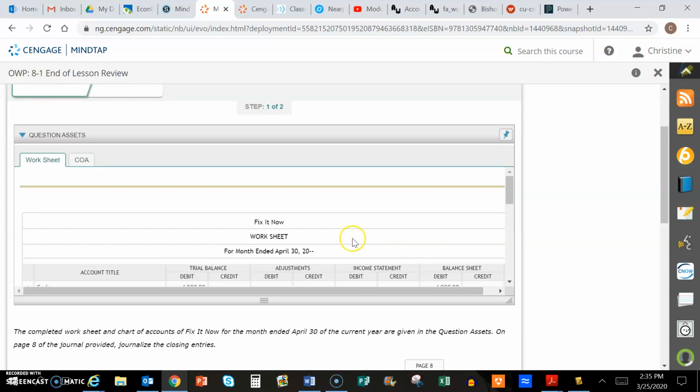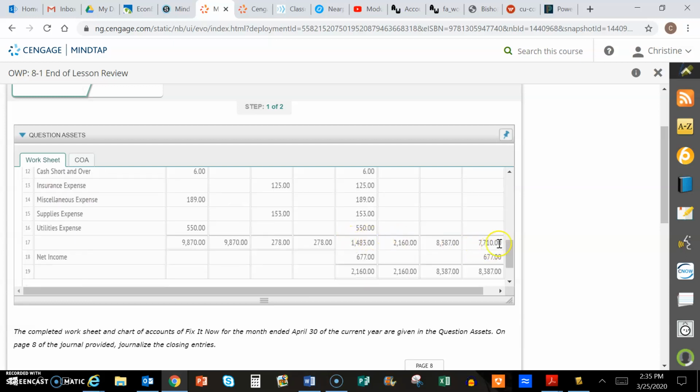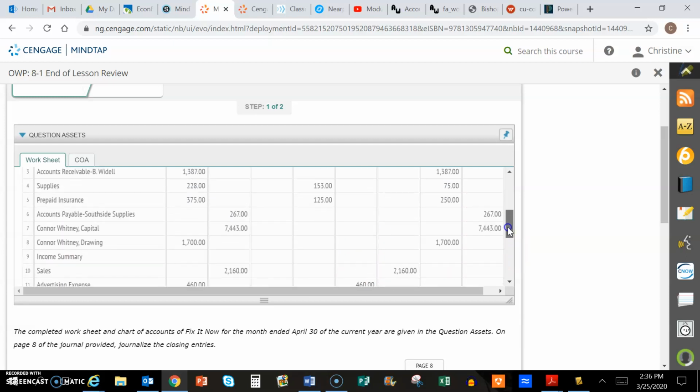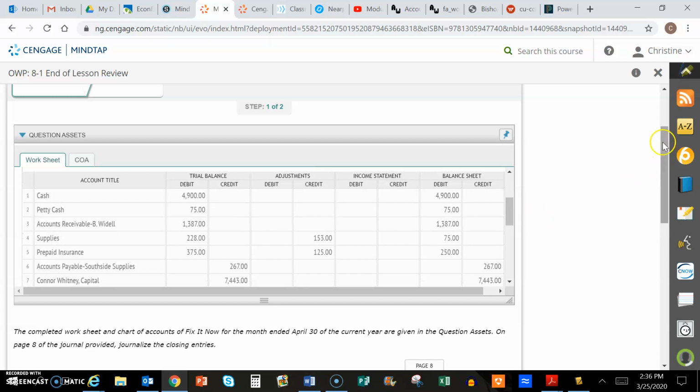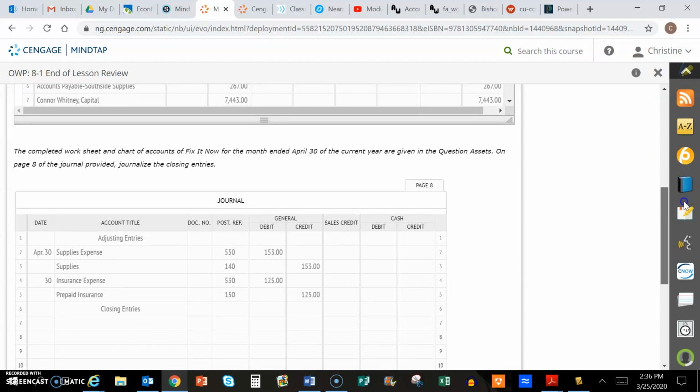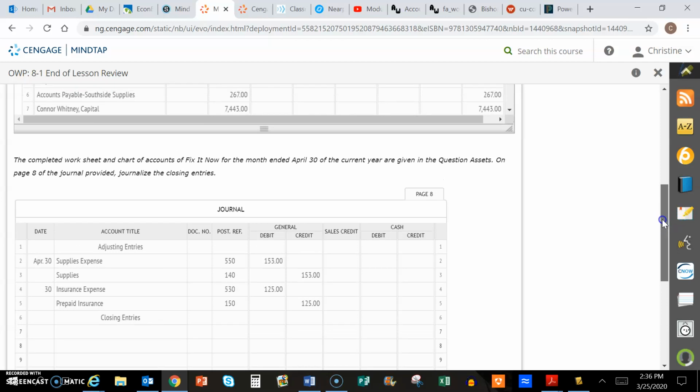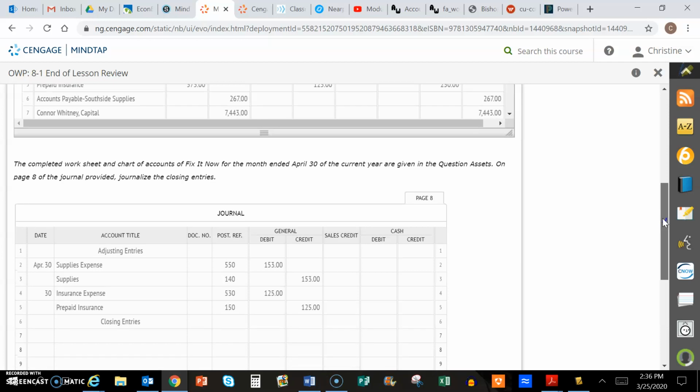Okay. As you'll notice, the worksheet here has all the stuff that we've done before. So we'll take a look. Here's the completed worksheet. If you scroll down a little more, here are the adjusting entries that we did in the previous chapter. So the closing entries are prepared after your financial statements. In Chapter 7, we did the income statement and the balance sheet. So after that's all finished, then we do the closing entries.